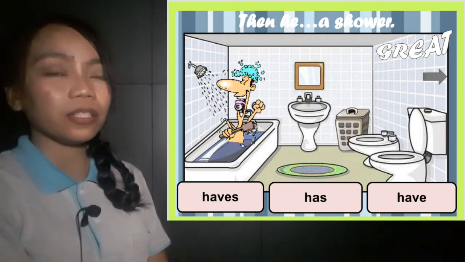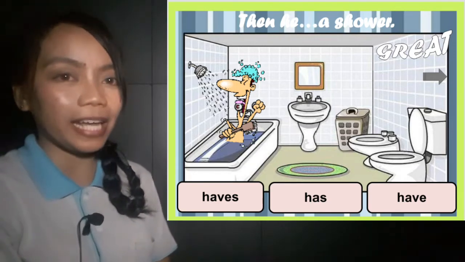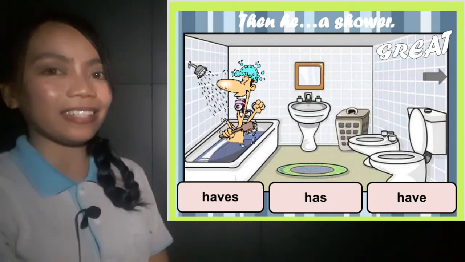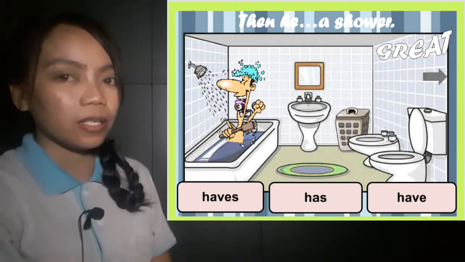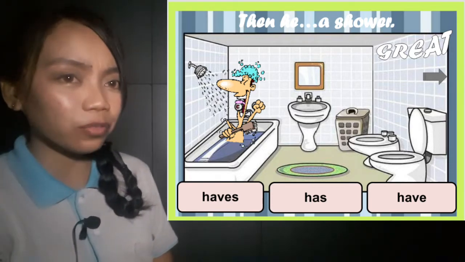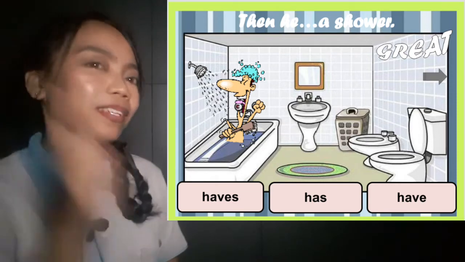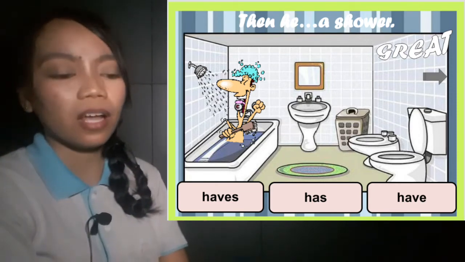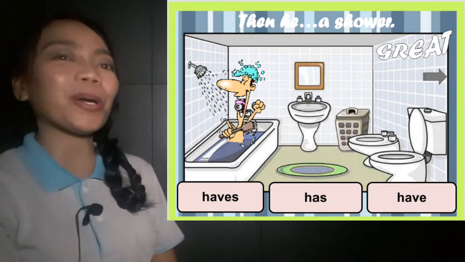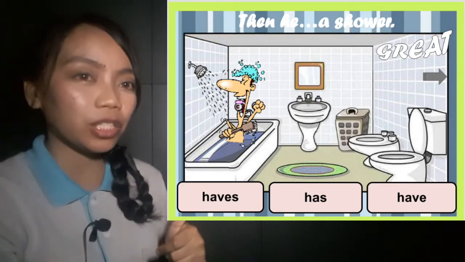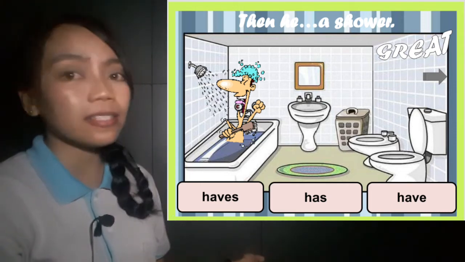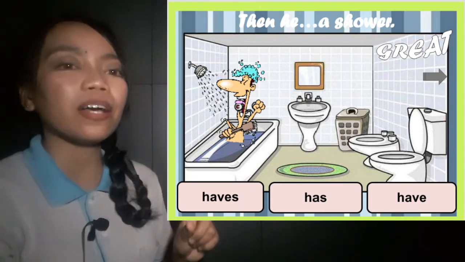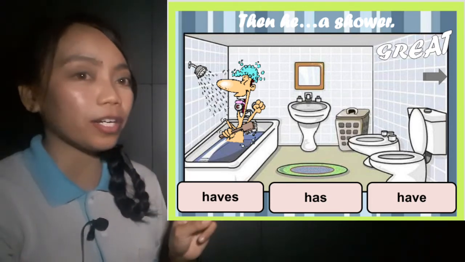Okay, next. Then he blanked a shower. So what verb should we use again? Oh, someone says have. Is it have? Think again. Yes, you are right. The verb that we should use in this sentence is has. Has is for singular and have is for plural or more than one, okay?